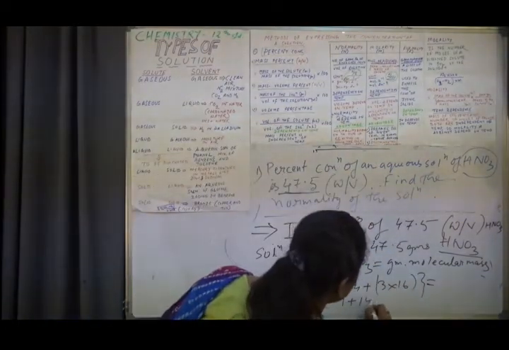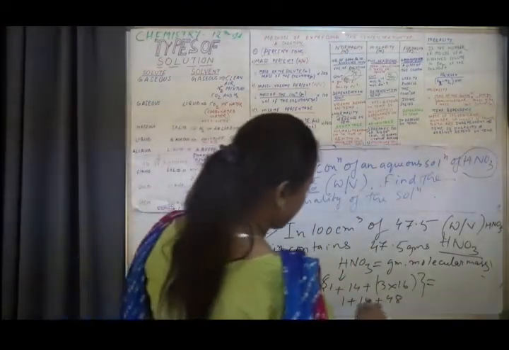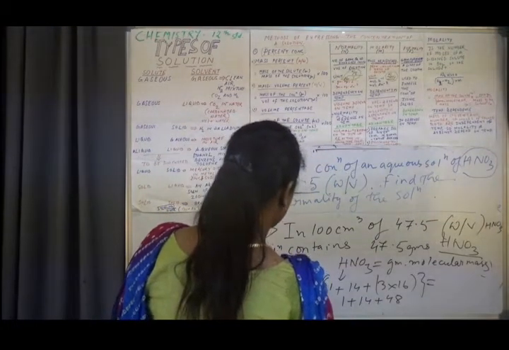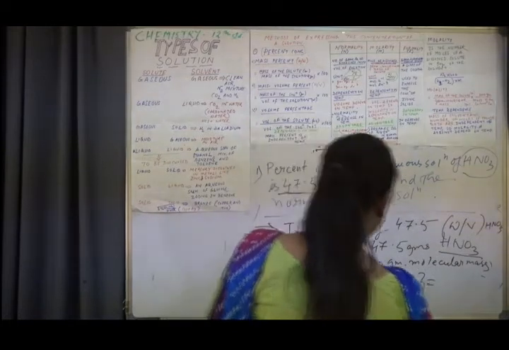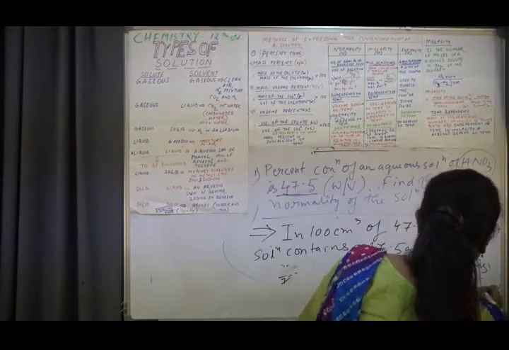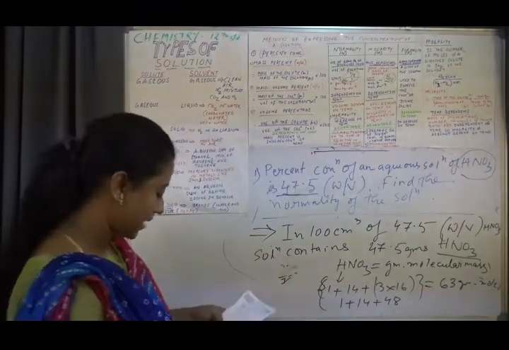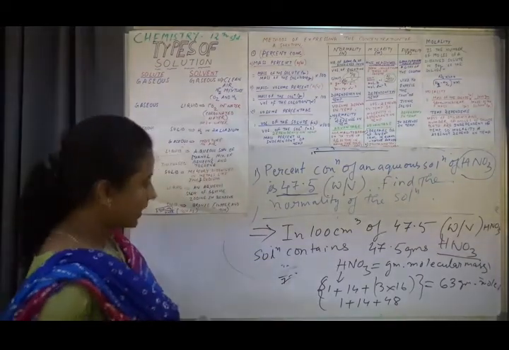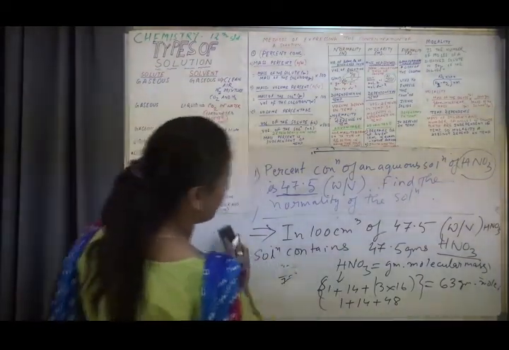1 plus 14 plus how much? 48. Then it is coming 15, 48, 15, 63. Sorry, 63. So this is the gram molecular mass of HNO3. Up to this, I hope you have written.